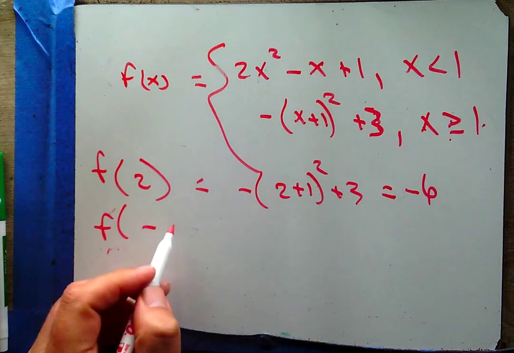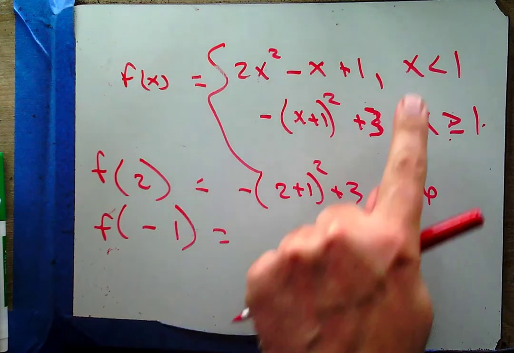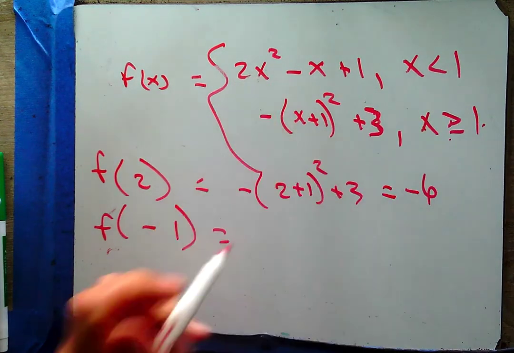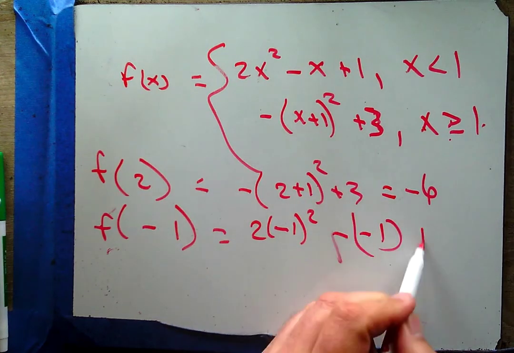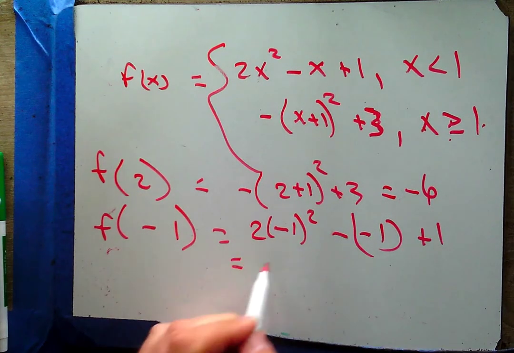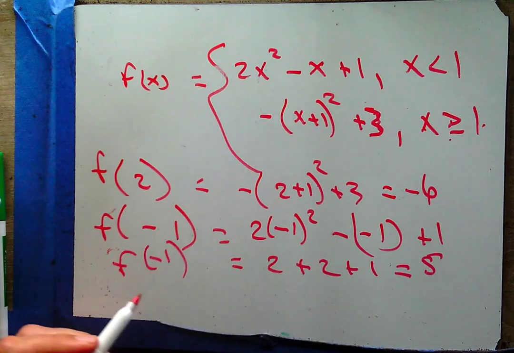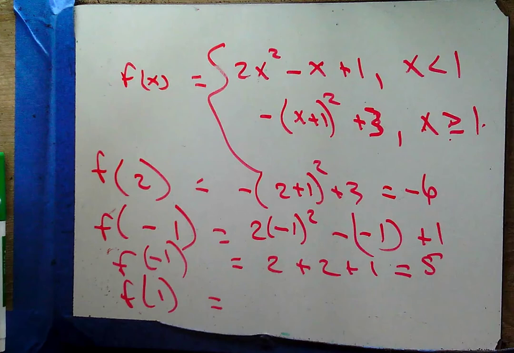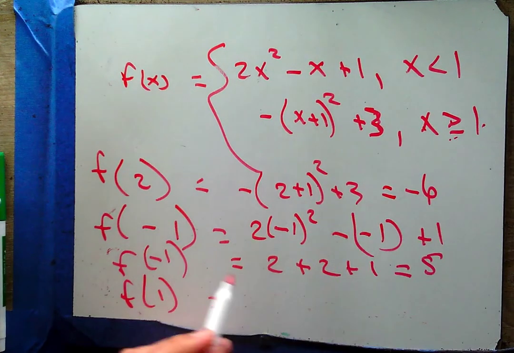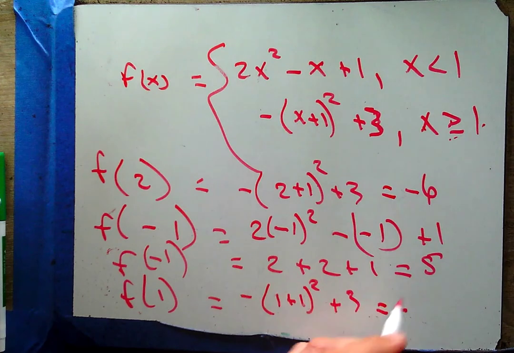How about f of negative 1? Where do I plug in that negative 1? Negative 1 is an x value that's less than 1, so I'm going to plug in here. 2 times negative 1 squared minus negative 1 plus 1. So we get 2 plus 1 plus 1, or 4 for f of negative 1. And finally, what about f of 1? Well, f of 1 is negative 1 plus 1 squared plus 3. 2 squared is 4. Negative 4 plus 3 is negative 1.